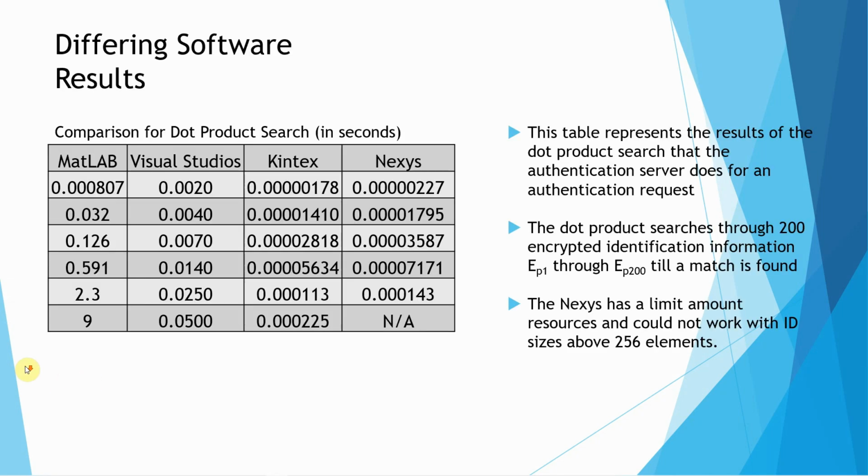Finally, moving on to the results. We have our differing software results. This table represents the results of the dot product search that the authentication server does for the authentication request. This is done through 200 encrypted identification information to matches found. In this result, you see the Kintex and the Nexys perform a lot better than MATLAB and Visual Studio.